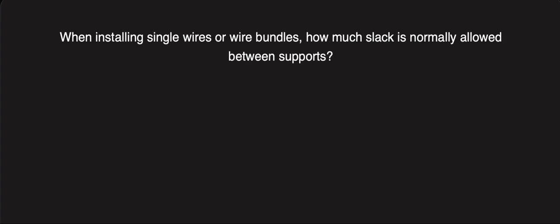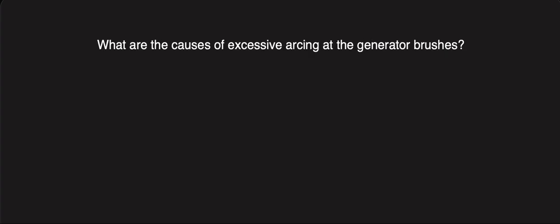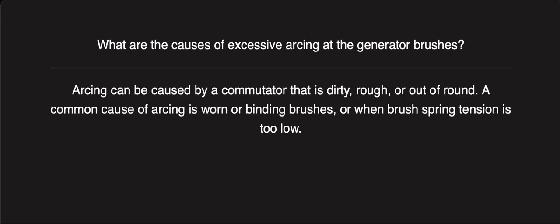When installing single wires or wire bundles, how much slack is normally allowed between supports? Slack between supports should normally not exceed 1/2 inch. What are the causes of excessive arcing at the generator brushes? Arcing can be caused by a commutator that is dirty, rough, or out of round. A common cause of arcing is worn or binding brushes, or when brush spring tension is too low.